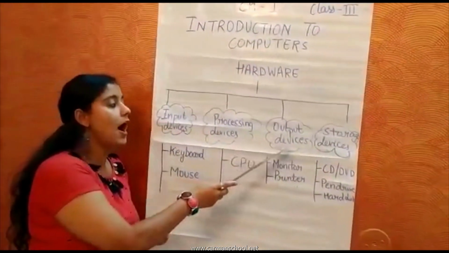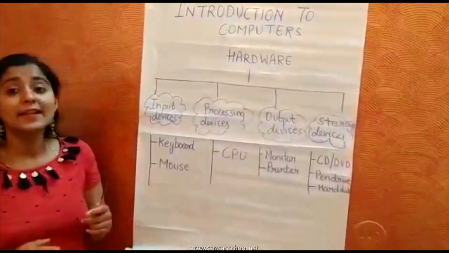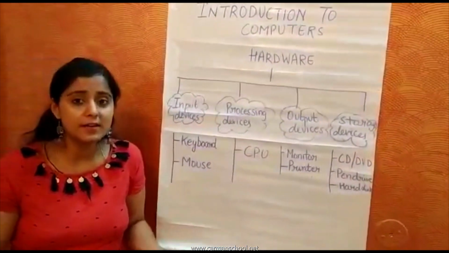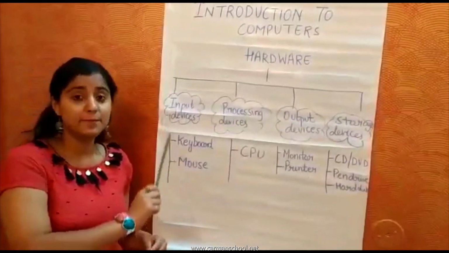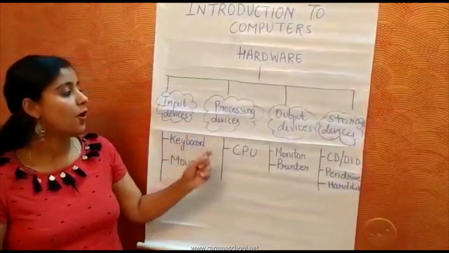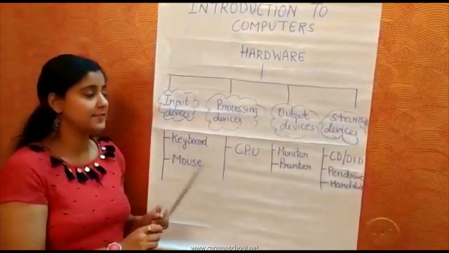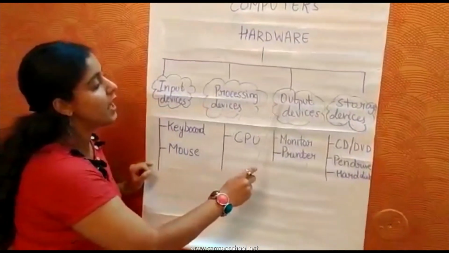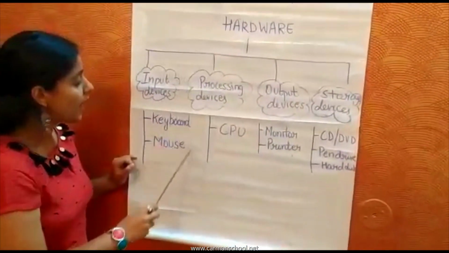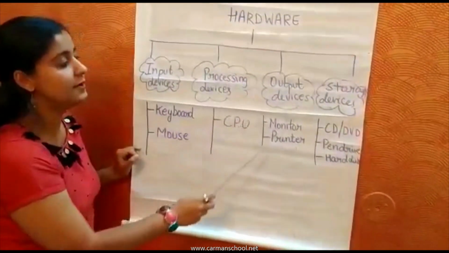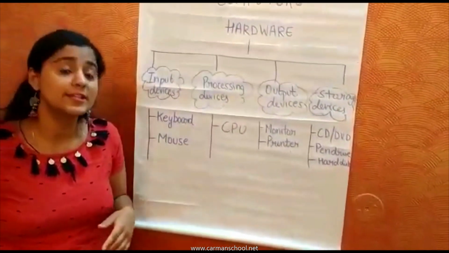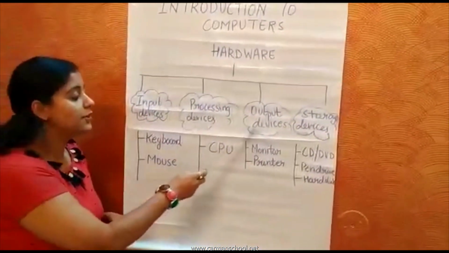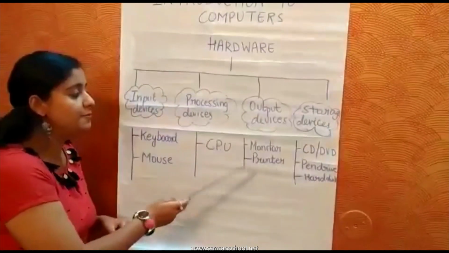Third comes your output devices. Anything which gives you the final result after the input and processing is called your output device. Earlier you knew only input, processing, output. Now these are the devices underneath them, which I am trying to explain to you. Output devices are your monitor and printer.